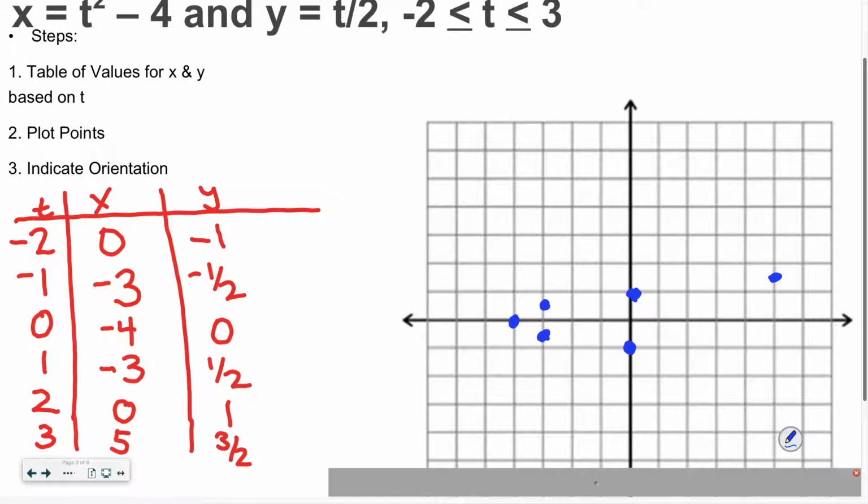Okay? So if I start with where I plotted my first point, this is how we would connect them all together. So I would need to indicate our orientation. We started here and ended here. So I'm going to draw a couple arrows so I can see the path that we followed.